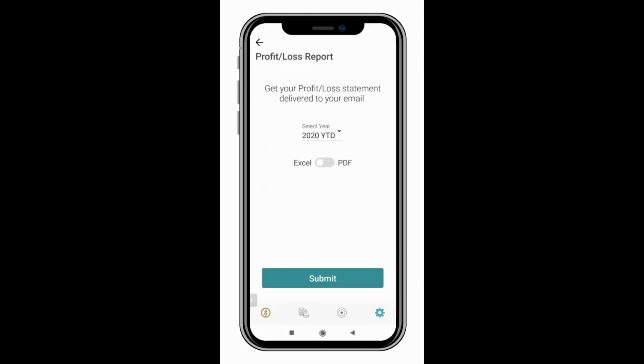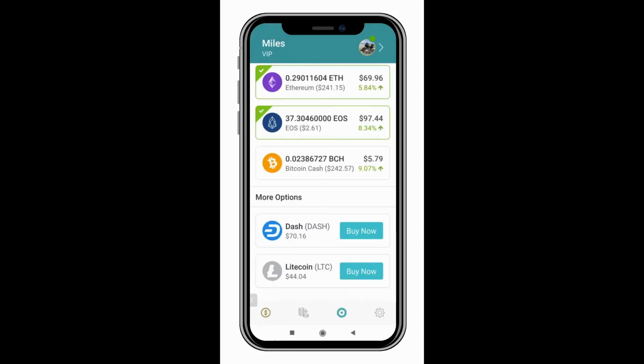We also support profit and loss reports. Customer can get a year-to-date profit and loss report in Excel or PDF. They just choose the type of report they want, hit submit, and we'll send that report to them in email. We'll also, in our roadmap, be adding additional local payments. We're targeting things like local payments in Asia. Just like we've added UPI in India, we'll be adding local payment solutions in Asia.